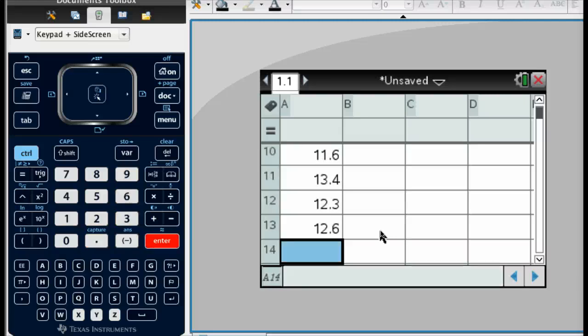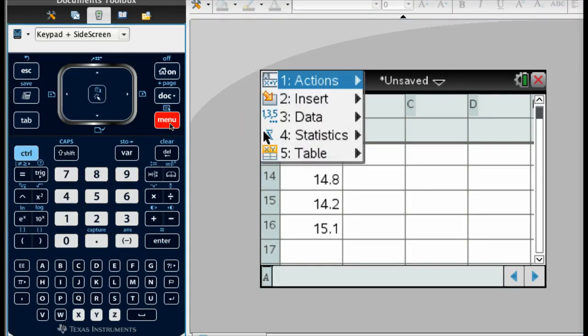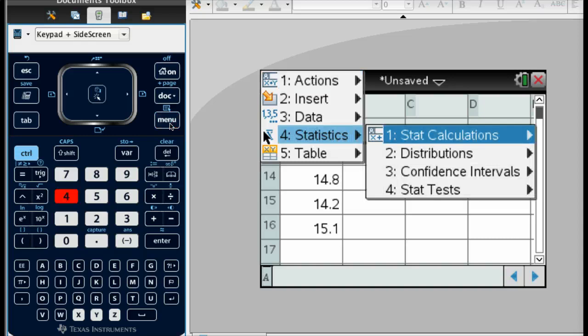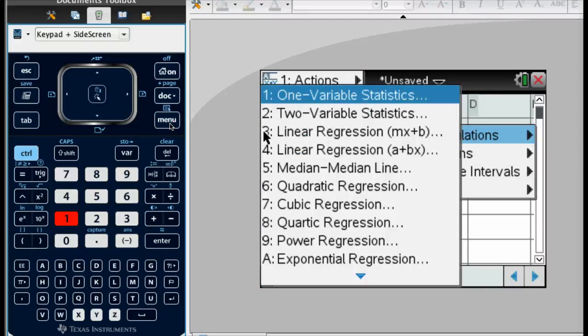You can pause the video and enter them. You don't have to listen to me. That's perfectly fine. 14.2. Oh, this is 14.2. See, I said you have to be very careful. 15.1. Now you have all 16 samples. You go back to the top. Go to menu, statistics, stat calculation, choice 1. And then I want to do a one variable statistic, which is choice 1 again.